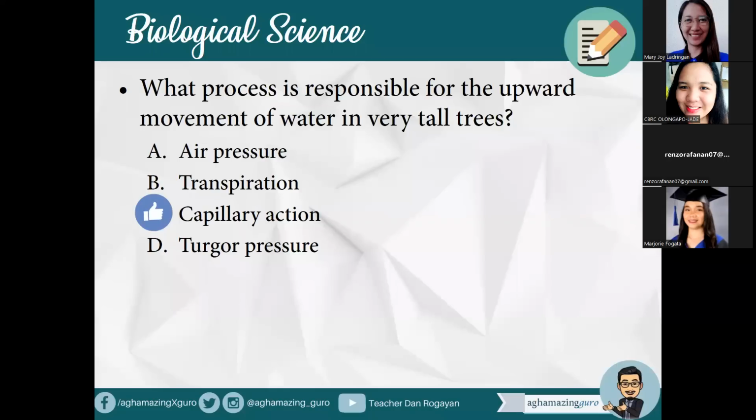Okay. This is the process responsible for the folding or unfolding of makahiya limbs. A, B, C, or D. Not really thigmotropism. Di ba ang thigmotropism, yung vine siya, yung kumakalat-lat. Pero kapag tinatch mo yung makahiya, it's actually turgor pressure. Letter D is the answer, turgor pressure.